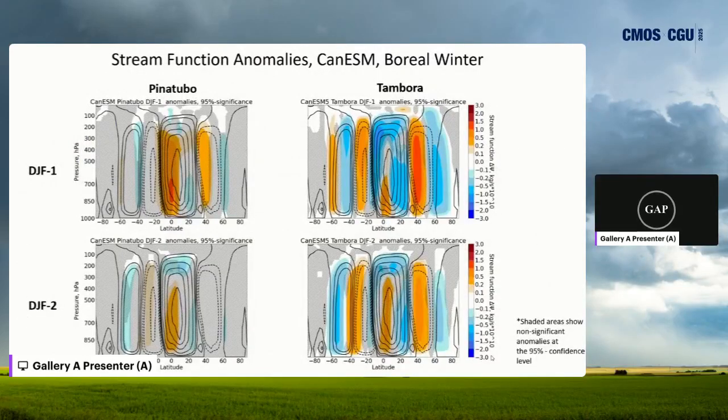So here you can see anomalies forced by eruptions. The non-dashed areas mean significant changes at the 95% level. And as you can see, the Tambora eruption makes much stronger and much more significant changes than the Pinatubo eruption.